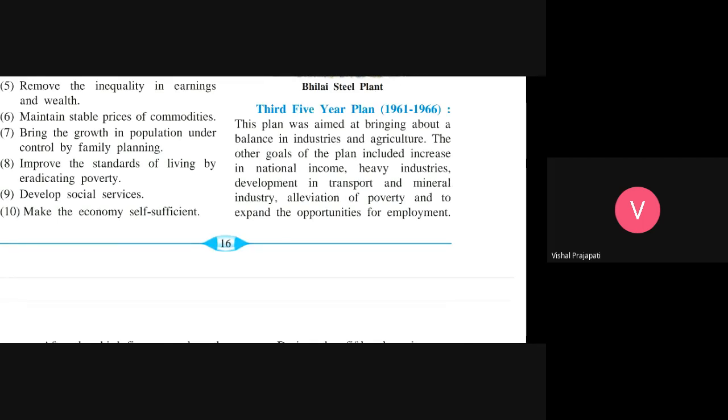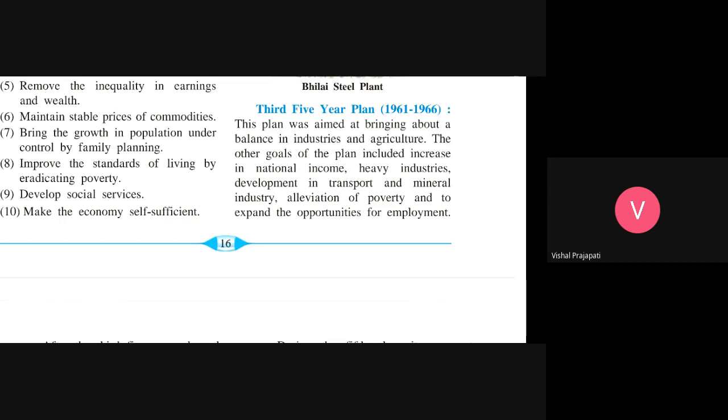Okay. The other goals for the third five-year plan included an increase in national income, development of heavy industries, development in transport and the mineral industry, alleviation of poverty, and expanding the opportunities for employment. Got it? So the first major plan was to balance industrialization and the agriculture field. Other goals were to increase national income, to eradicate poverty, to develop the heavy industry field, and also to develop transportation in India and the mineral industry in India.